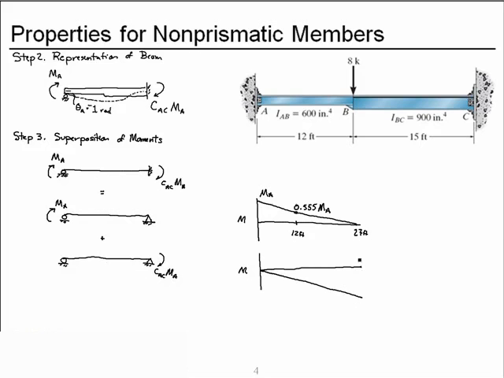And so at the 27-foot mark, we have the peak negative moment, which is the distribution factor times MA. And at that point of 12 feet, again using similar triangles, we have 0.444, the distribution factor, times MA.